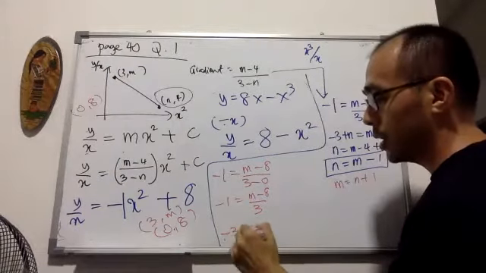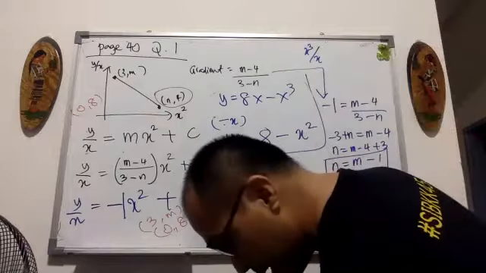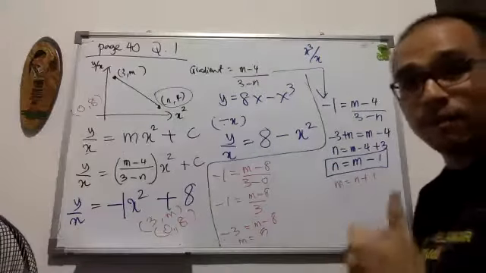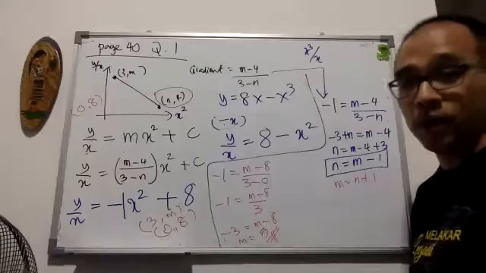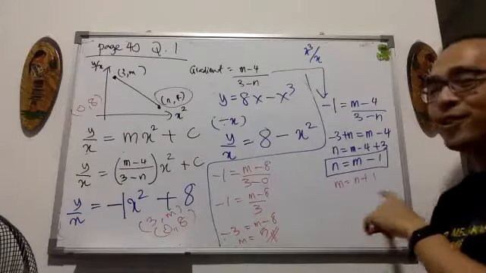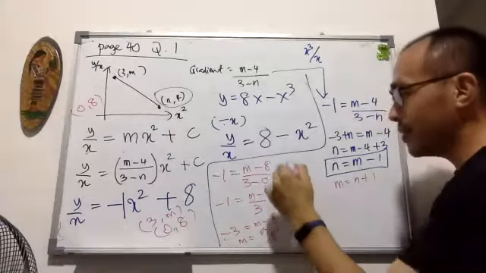So -3 equals to m minus 8. You get m equals to 5, which is the answer. Oh, a much simpler answer. A much simpler way to find the answer. Okay, good job. Look at me and my super long-winded way. So I think that's very good.